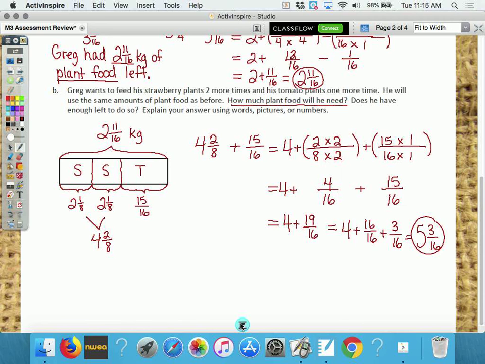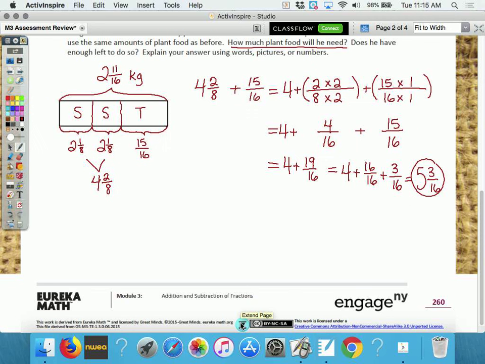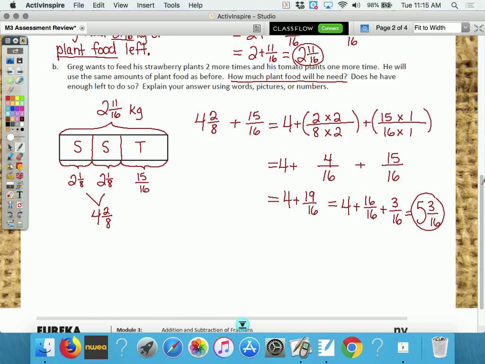The questions are, how much plant food will he need? And does he have enough left? So how much plant food will he need? 5 and 3/16. Okay, so his name is Greg. Greg will need 5 and 3/16 kilograms of plant food.